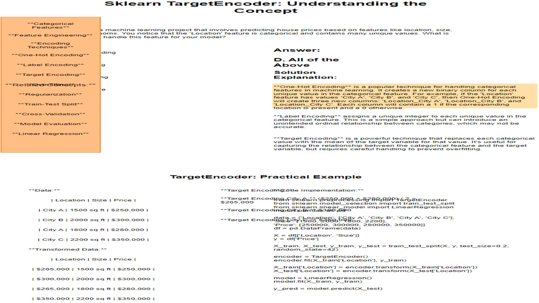True. One-hot encoding is a popular technique for handling categorical features in machine learning.